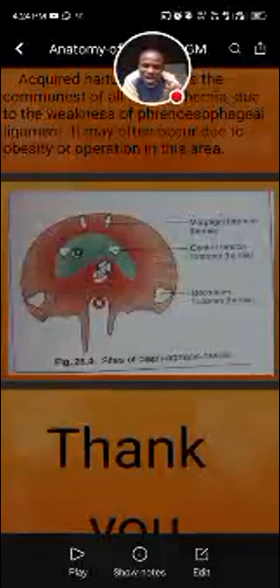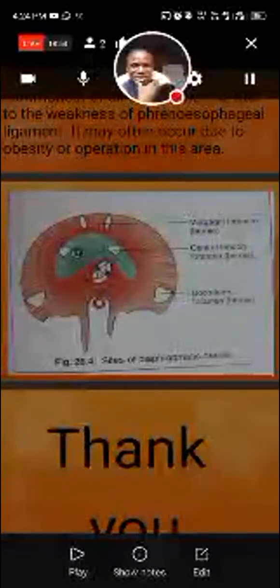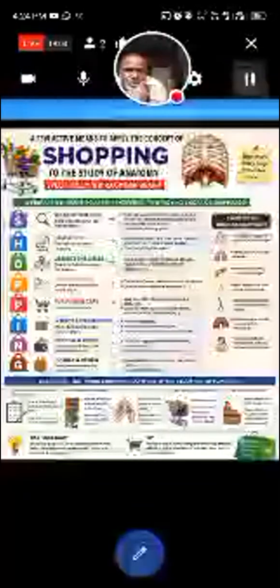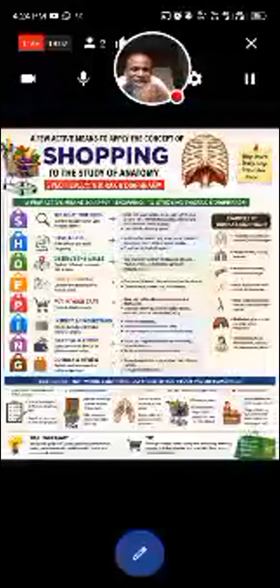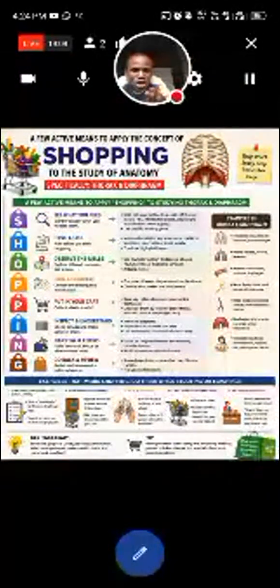Now, just to whet our appetite on shopping, but due to time, let me just go straight and show you how to shop in anatomy, and then from there we can do the practical. You can see here a few active means to apply the concept of shopping to the study of anatomy.